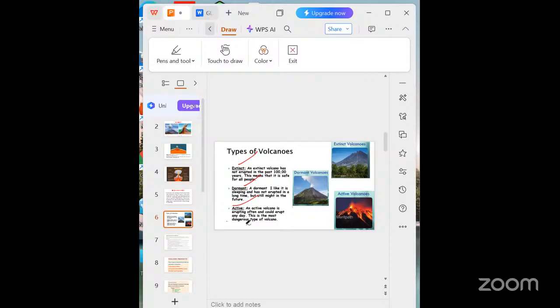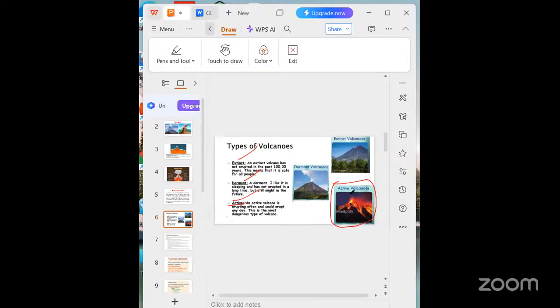Now, first we are going to active volcano. So, what is an active volcano? Active volcanoes always pose the greatest danger. Why? Because you see in this picture, they continuously go on erupting and become a nuisance for the people, for everyone.